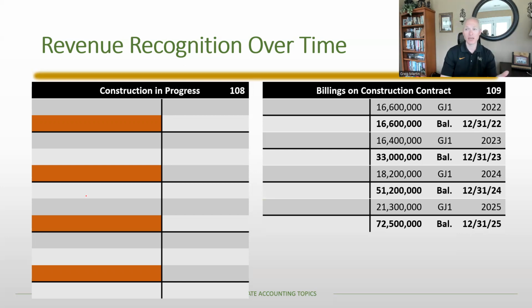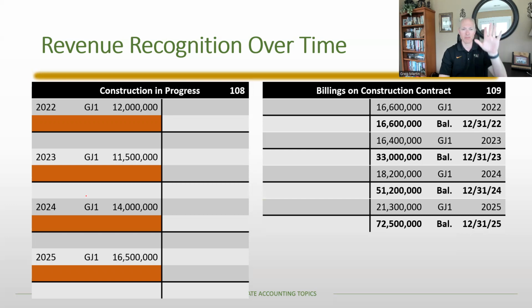But our CIP account does. So remember, our CIP account used to only capture costs. So when we did revenue recognition at completion, these were the only entries until the very, very end. But now it's fundamentally different, because now, as we're going over time, we're recognizing profits in that account as well. And so in 2022, we recognized that profit from that final journal entry. And so now the balance reflects both costs and profits.